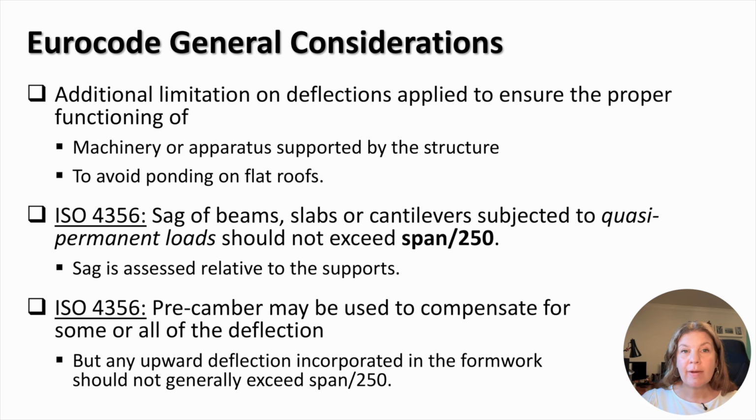According to ISO 4356, the deflection in beams, slabs, or cantilevers subjected to quasi-permanent loads should not exceed the span divided by 250. The deflection should also be assessed relative to the supports. Precamber may be used to compensate for some or all of the deflection, but any upward deflection incorporated in the formwork should not generally exceed the span over 250.